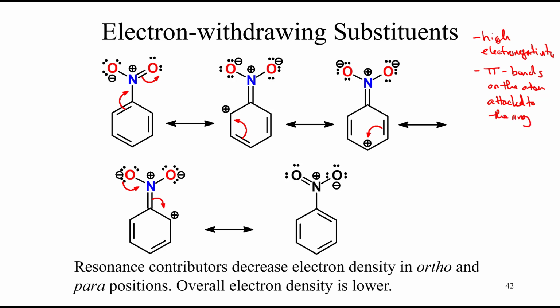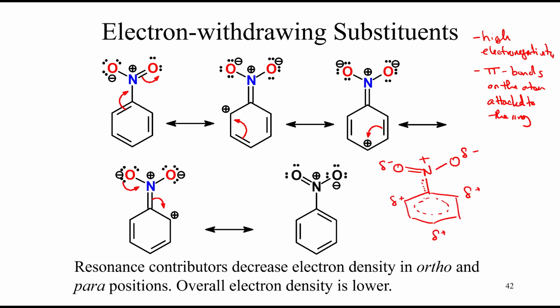So in this case, in a nitro group, the double bond on the nitrogen, this is the pi bond on the atom attached to the ring. Okay. The nitro group is able to withdraw electrons through resonance. So here are the different resonance contributors for the resonance hybrid, and I'd like you to pause the video and quickly draw that resonance hybrid.